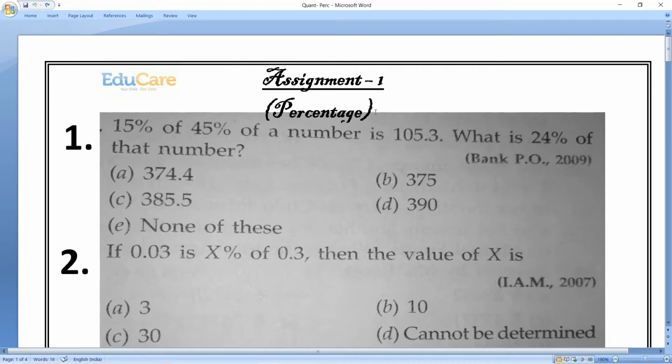Our first question for today will be: 15% of 45% of a number is 105.3. What is 24% of that number? So we will look at the solution there.